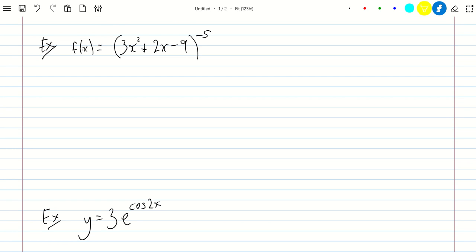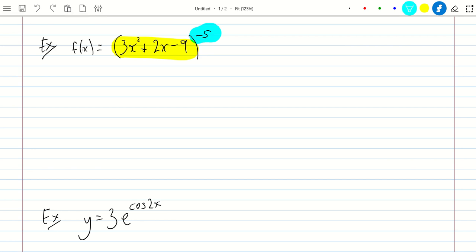So here we go. We've got a function inside of a function here. In other words, you've got that quadratic, and that's inside the function of something to the power of -5. So your inside function here is 3x squared plus 2x minus 9. Your outside function is something to the power of -5. You could call it x to the power of -5. So that's what we've got. I'm going to do this the slow way to start with, while you're getting used to it.